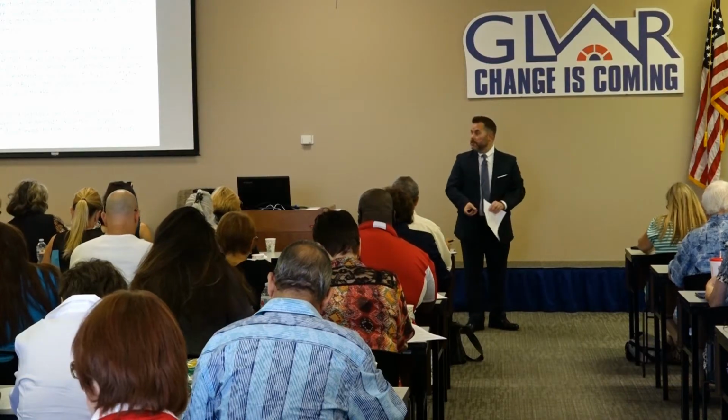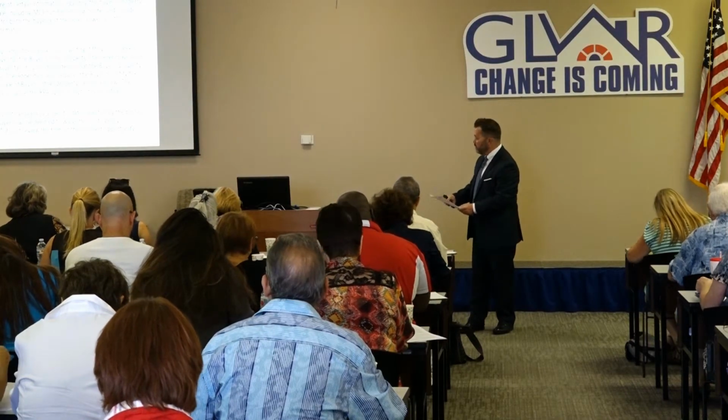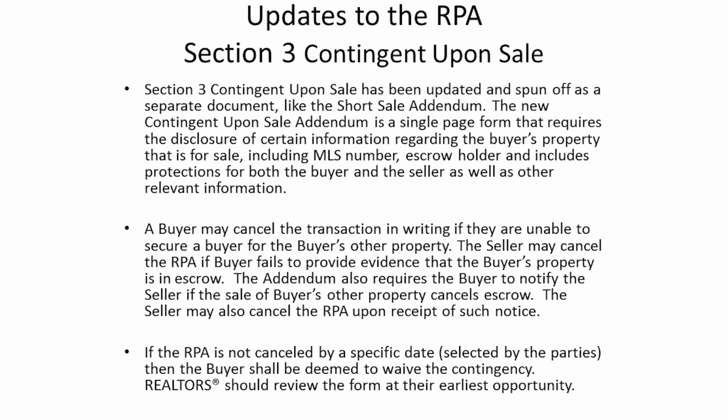So, let's go through what this document has. It's going to require you to provide some information about the status of the property. For example, buyer's property is or is not in escrow. It's not listed for sale. If it is listed for sale, what MLS is it listed in?